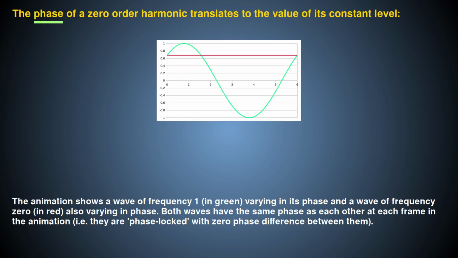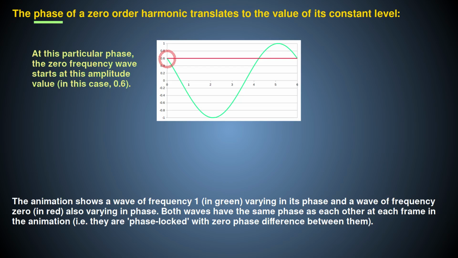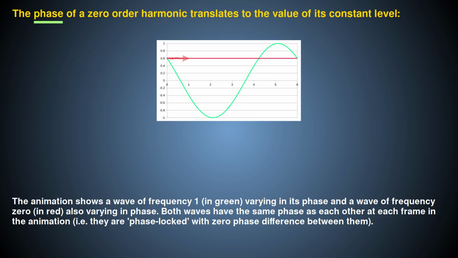The phase of a wave with 0 frequency simply translates to the level of this constant amplitude value, because phase determines whereabouts on the up-down amplitude cycle a sinusoid starts. So the phase of the 0 order harmonic determines where it starts, and the fact that the frequency is 0 means that where it starts, there it stays throughout the whole length of the signal duration.